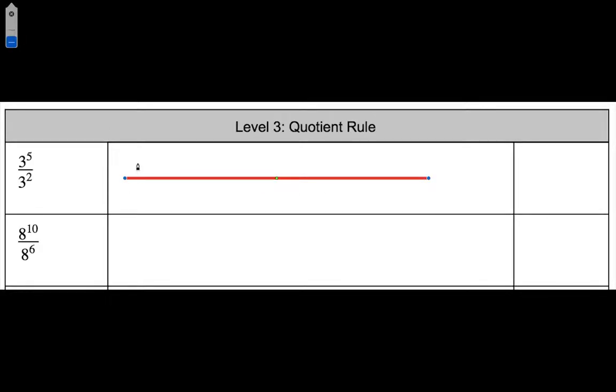Okay. Now, in the numerator, I have 3 to the 5th power. So that means 3 times itself 5 times. So that is 3 times 3 times 3 times 3 times 3, 5 times. In the denominator, I have 3 squared, so 3 times itself 2 times. That would be 3 times 3.